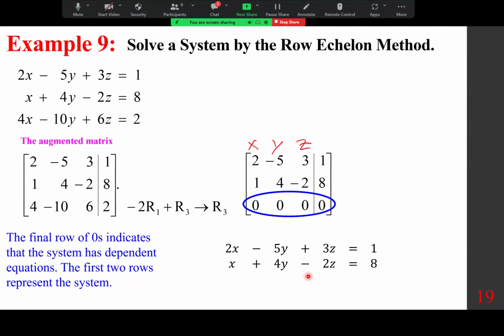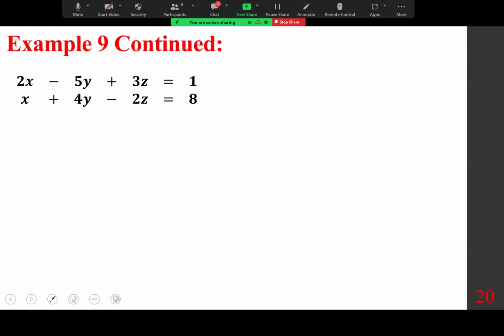Let's look at it and see what happens. So we are dealing with this system we are going to solve. And we can solve it again with the augmented matrix. Now the new augmented matrix is 2, 1, negative 5, 4, 3, negative 2, 1, 8. You can go with the augmented matrix.